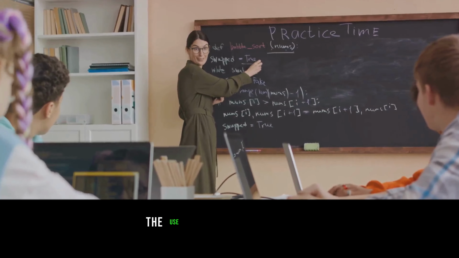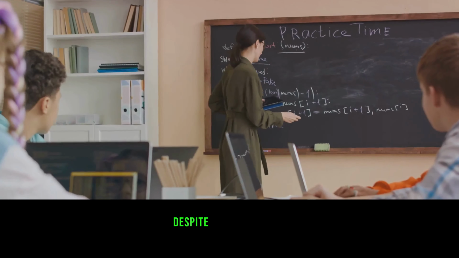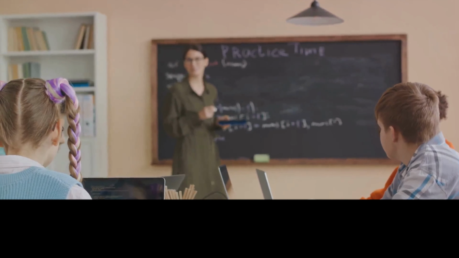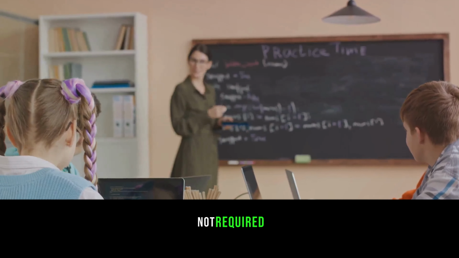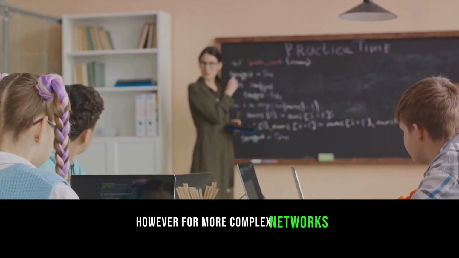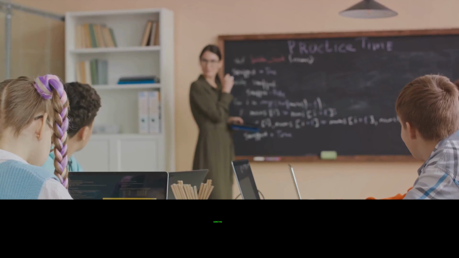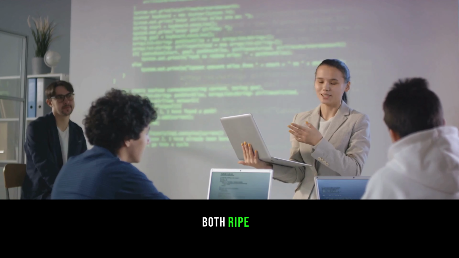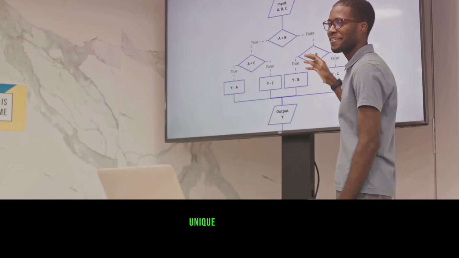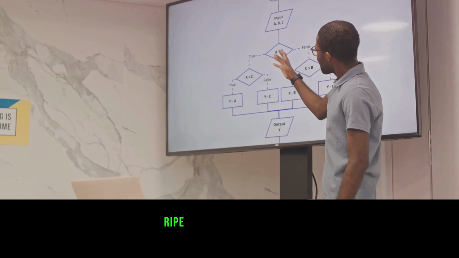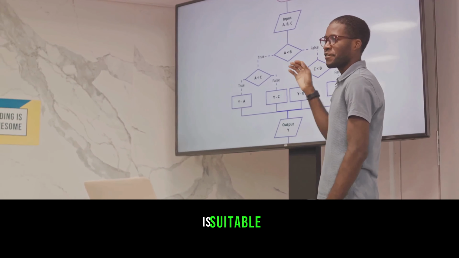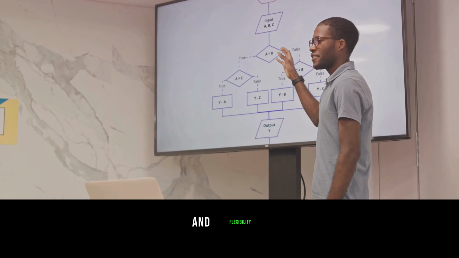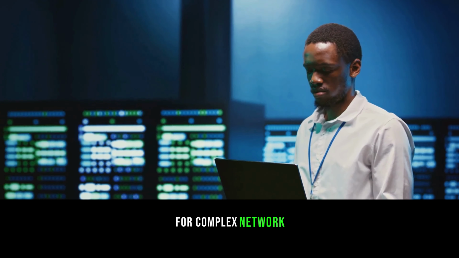We also touched upon the use cases of these protocols. Despite its limitations, RIPv1 is still useful in small, simple networks where subnetting is not required. However, for more complex networks, especially those requiring subnetting, RIPv2 is the preferred choice. In short, both RIPv1 and RIPv2 have their unique strengths and use cases. RIPv1, with its simplicity, is suitable for small networks. In contrast, RIPv2, with its enhanced features and flexibility, is more apt for complex network environments.